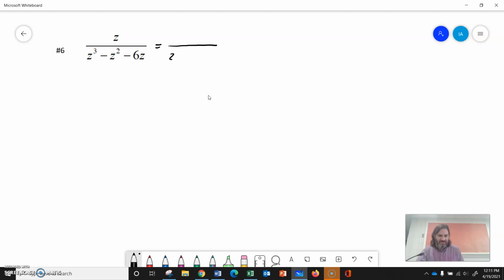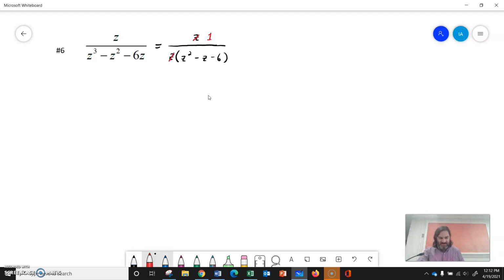I first know I can pull a z out of the bottom, and that gives me z times quantity of z squared minus z minus 6 with a z on top, which is kind of interesting because I could toss one of those z's out and reduce it, and I'm trying to think if there's any reason not to. We can't let z be 0, but let's go ahead and toss that. What do we need it for?